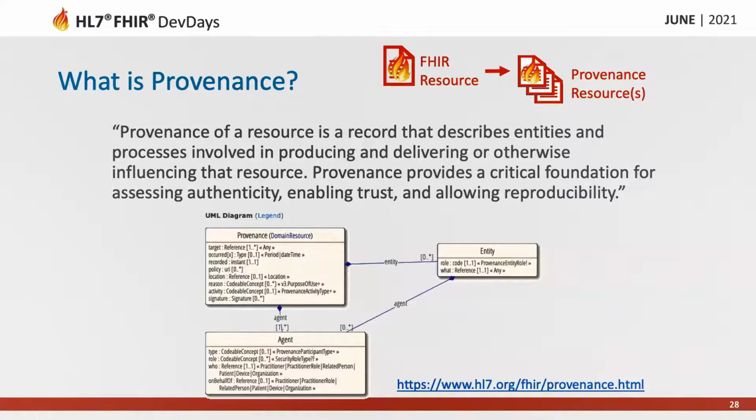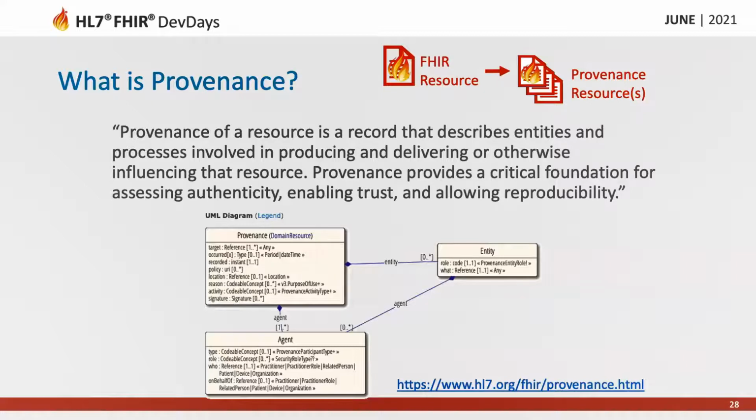an answer using provenance. But first, what is provenance? Provenance of a resource is a record that describes entities and processes involved in producing and delivering or otherwise influencing the resource. Provenance provides critical foundation for assessing authenticity, enabling trust, and allowing reproducibility.